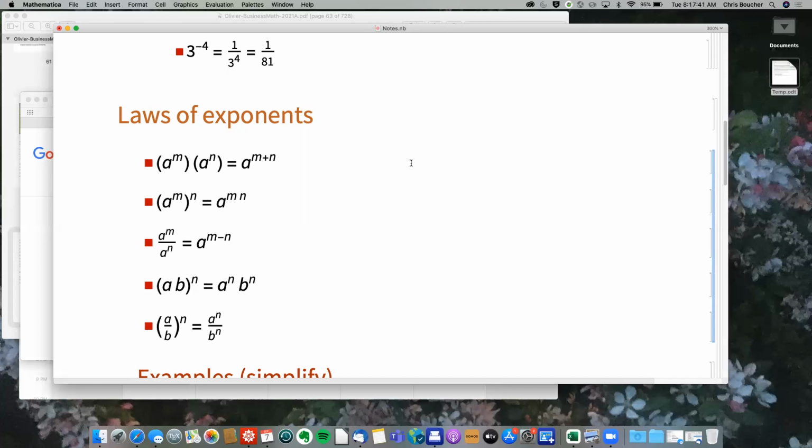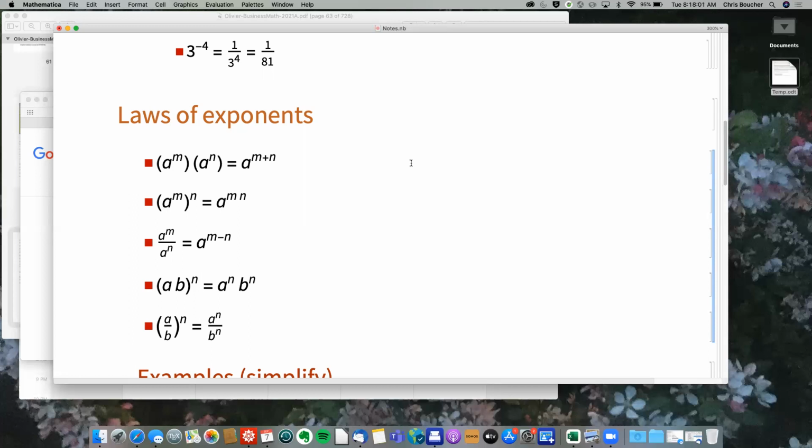Okay. Again, you should know how to simplify that to a to the 5th. You don't need to be able to reproduce this. I mean, you can always look up the rule anyway, but okay, there you go. So that's the first law of exponents.